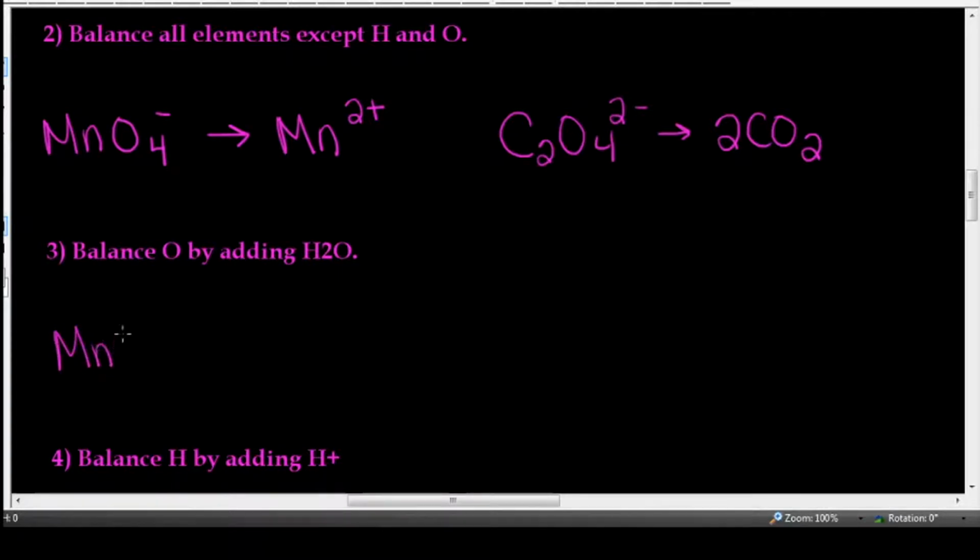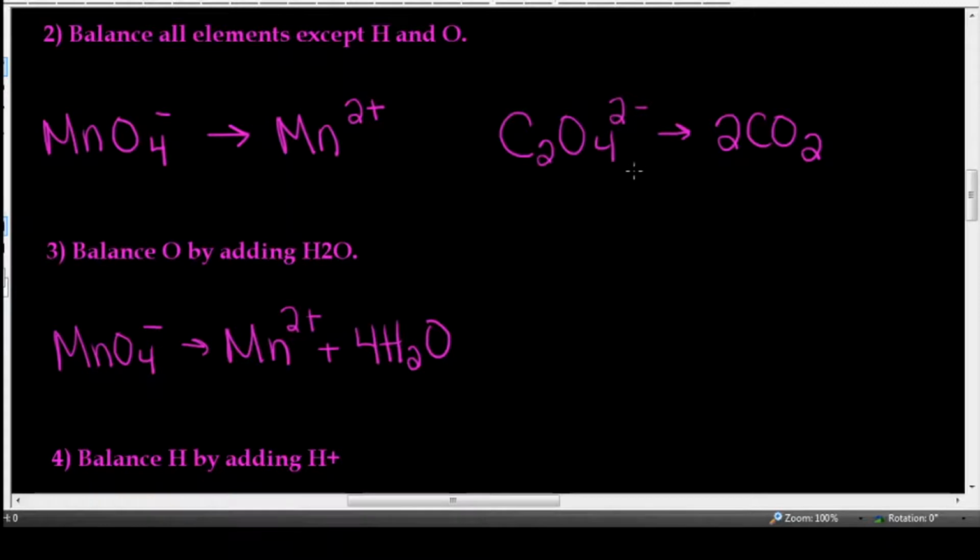So MnO4 minus becoming Mn2 plus. I need 4 oxygens on the right. So I'm going to add 4 waters to the right-hand side. And we can do this, you guys, because these reactions are happening in solution. So there's clearly going to be water present.